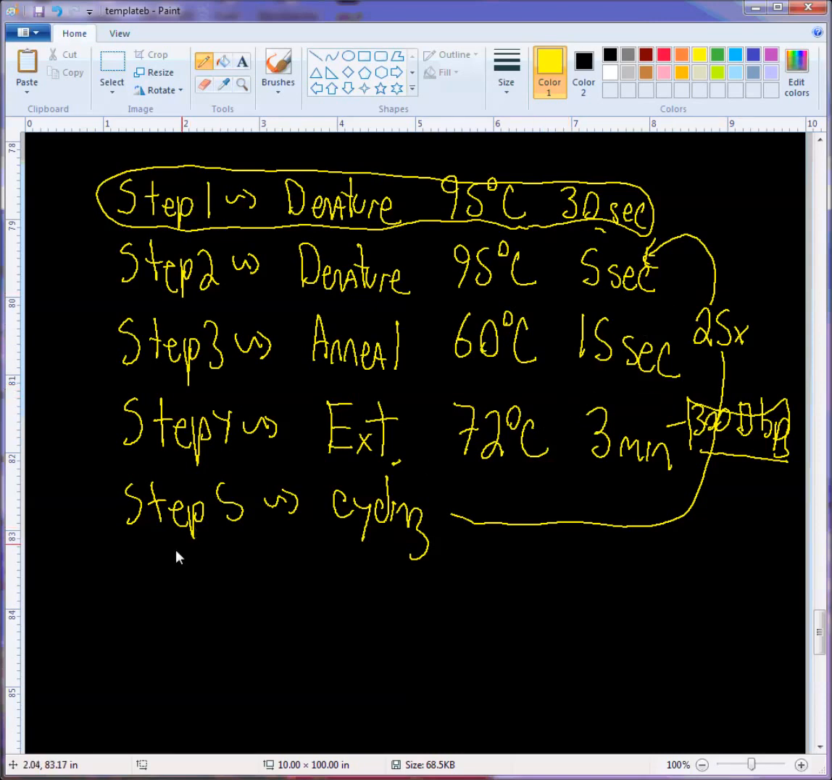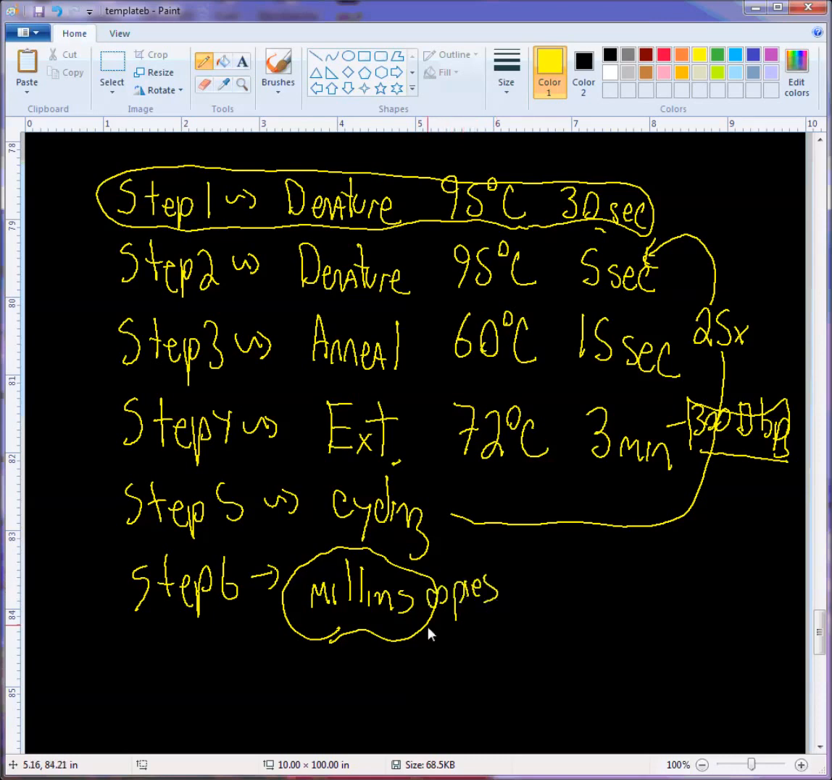So we're going to cycle back to number 2 25 times. And then, after we do that, step 6, we are just going to put our reaction in the freezer. So we've got, if it works, and it usually works, especially if you have a little bit of experience with this, millions of copies of our target DNA.